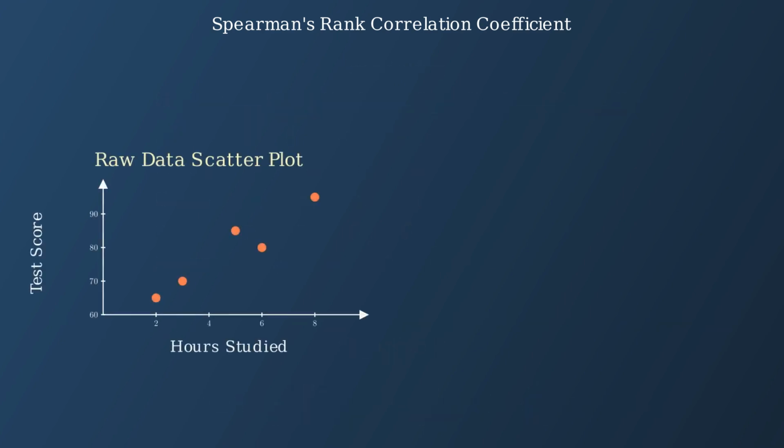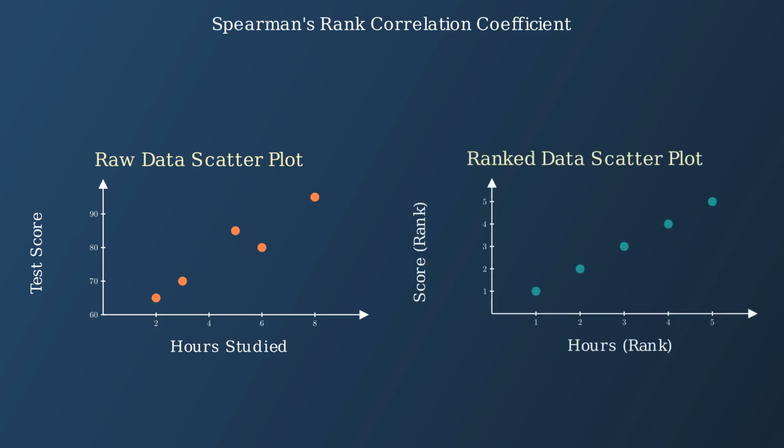In our example, the raw data already shows a perfect monotonic relationship, as students who studied more hours scored higher on the test. When we convert to ranks, we can see this perfect relationship even more clearly, with all points falling precisely on a straight line.